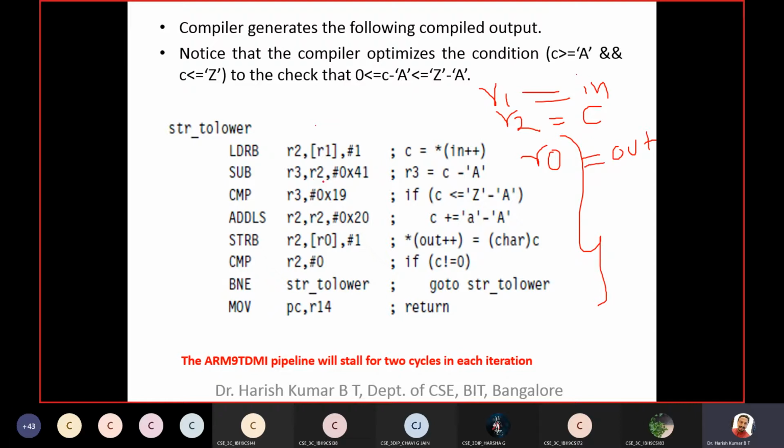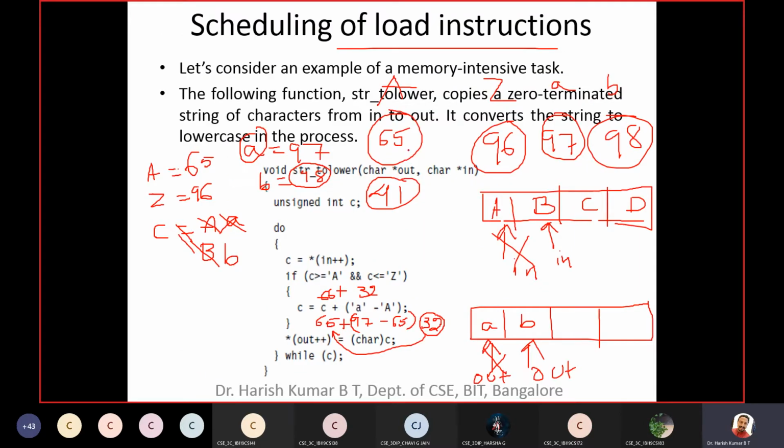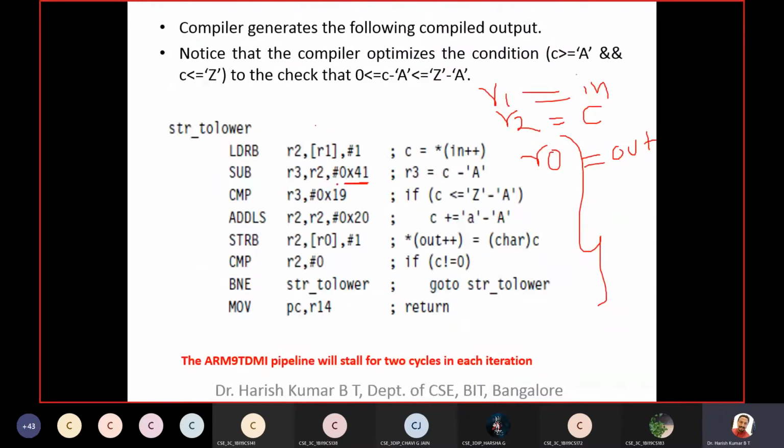Next, from the value which is there in register R2, I'm trying to subtract this 41. Now what is this 41? 41 is the hexadecimal equivalent of the ASCII value of uppercase A. The ASCII value of uppercase A is 65, and the hexadecimal equivalent of 65 is 41. So hope you people are able to understand. Yes, sir. Okay, so C minus A I'm doing.